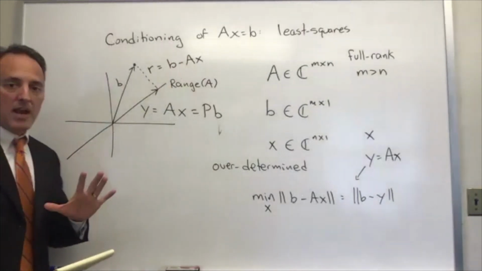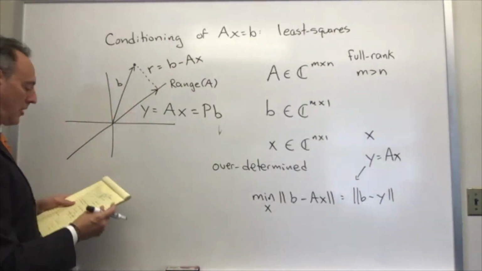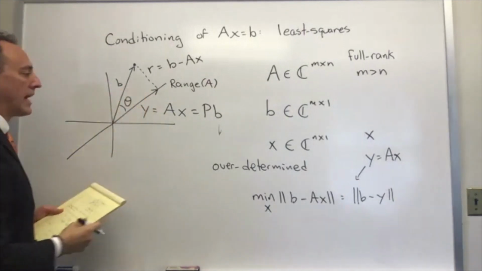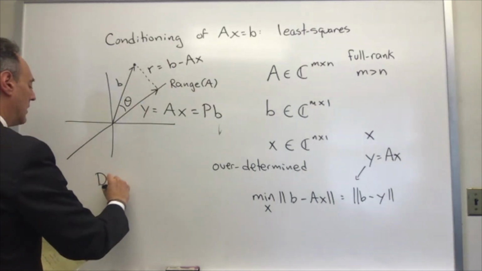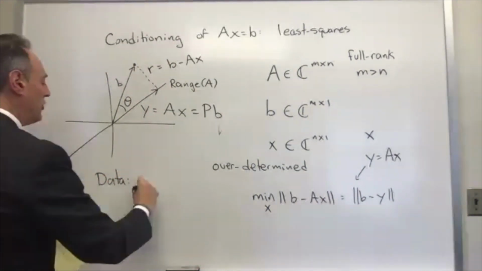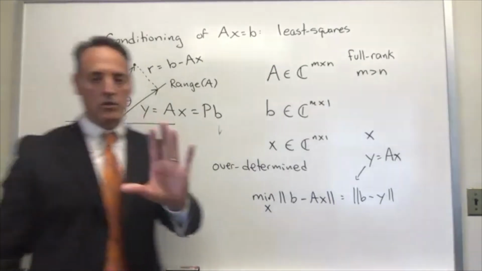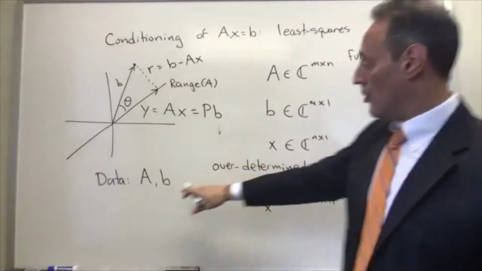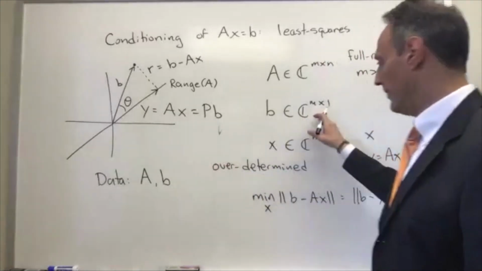So let's frame the conditioning of this problem. One other variable I want to call out is going to be this angle theta, and we'll bring that up in a moment. So here's what you're given. The data. You are given A and B. What you know about A is that it's full rank, m by n. What B is, m by 1.